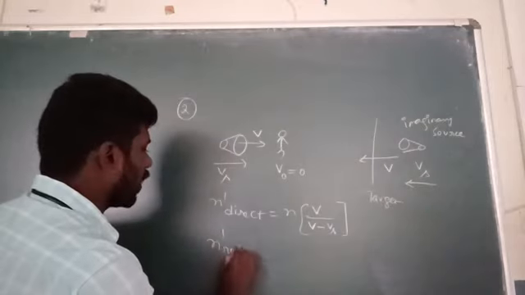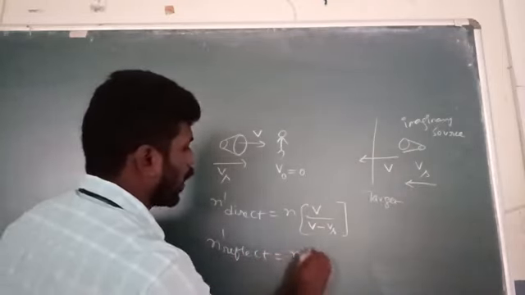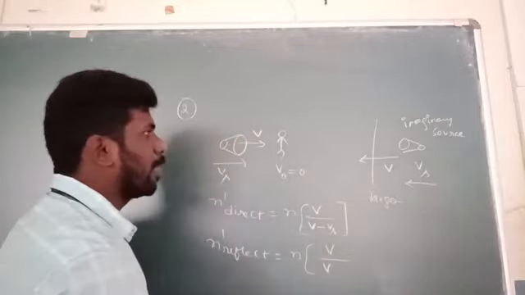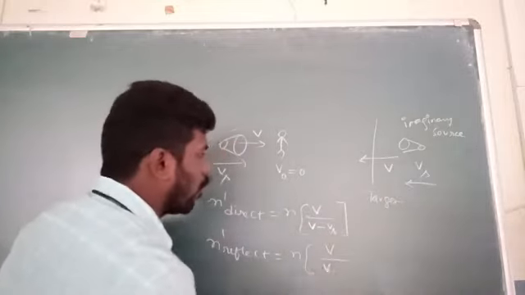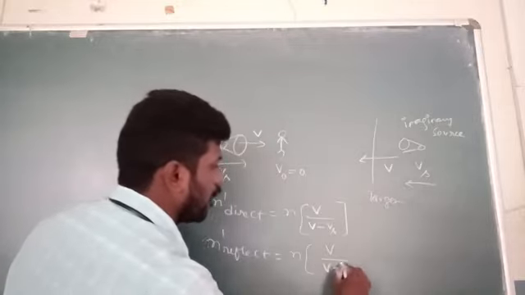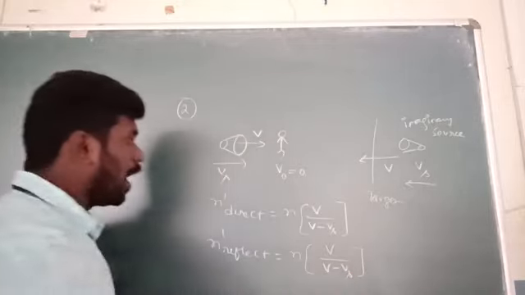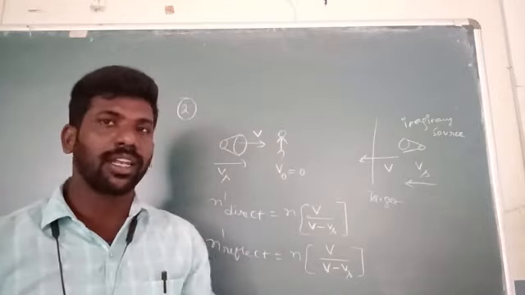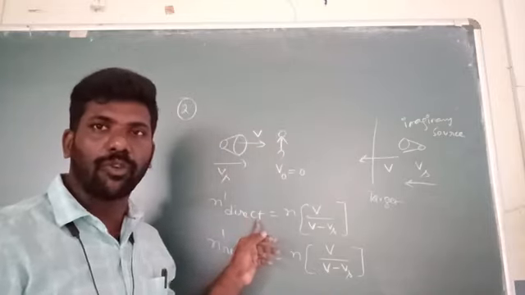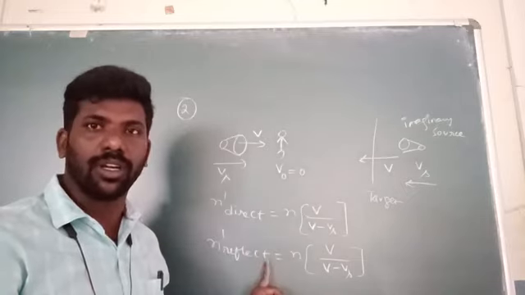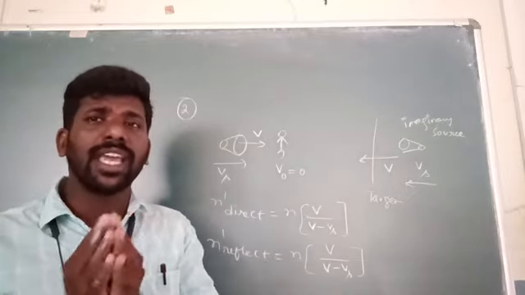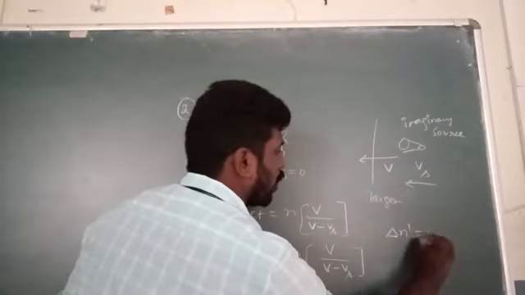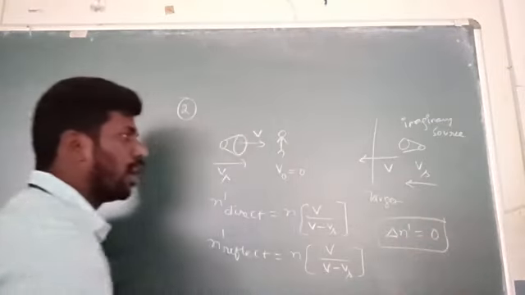So n dash reflect is equal to n into V by V. Vs and V are in the same direction, so we can take Vs as positive, but the formula has a minus: V minus Vs. Only in this condition does the observer hear the same frequency for direct sound and reflected sound. Do you understand? There is no change in apparent frequency, that is delta n dash equal to 0.